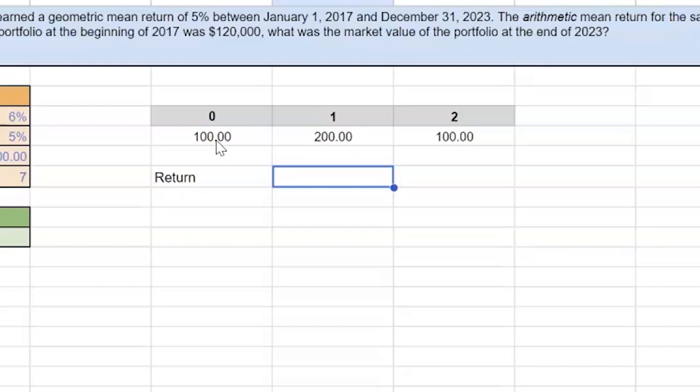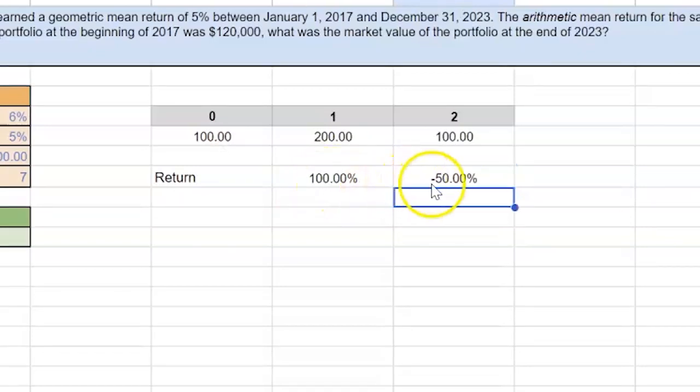If I ask you what return you made as you went from year 0 to year 1, I hope you can see that since you doubled your investment, your return would be 100%. And as you go from year 1 to year 2, notice that your investment has become half of what it was, so you've lost 50%. So these are your returns for year 1 and year 2.